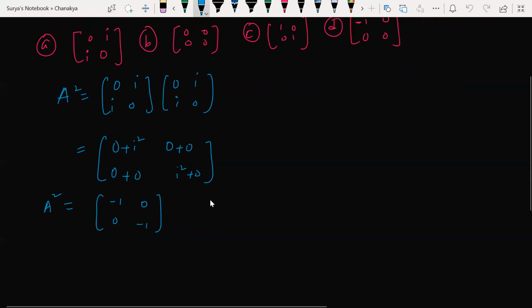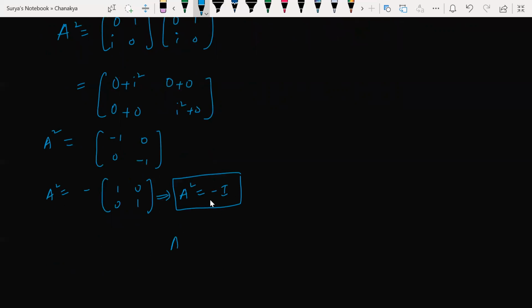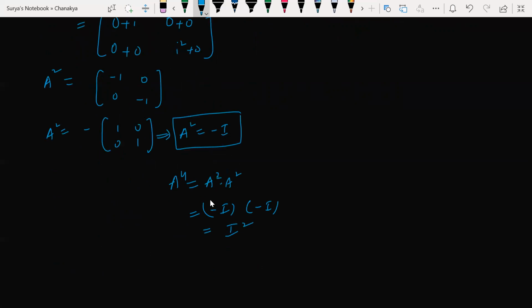Yes, sir. Now A square is equal to minus common, so [1 0; 0 1], which can be written as A square is equal to minus I. A square value I got is minus I, correct? Now what is A to the power of 4, beta? A square into A square, so minus I into minus I, which is I square, which is nothing but I only. A to the power of 4 is I only.